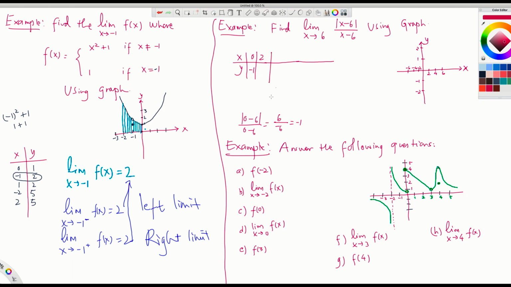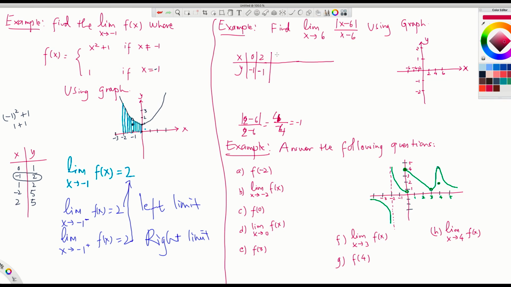Okay? Let me plug in 2 for x. If I plug in 2 for x, what do I get? I get 2 minus 6 over 2 minus 6 here, right? So what is 2 minus 6? It is negative 4. But the absolute value of negative 4 will be positive 4, right? That will be positive 4 divided by negative 4, because 2 minus 6 is negative 4. So positive 4 over negative 4 is negative 1 again. You see that? So that is also negative 1.